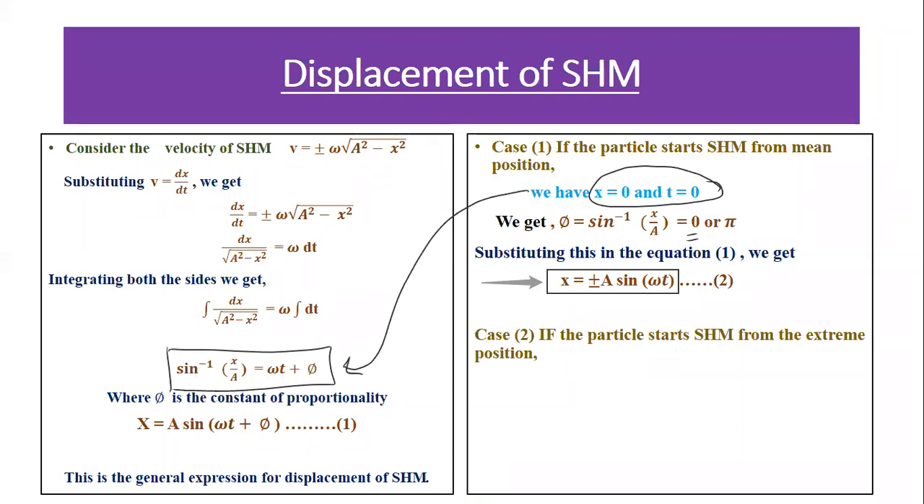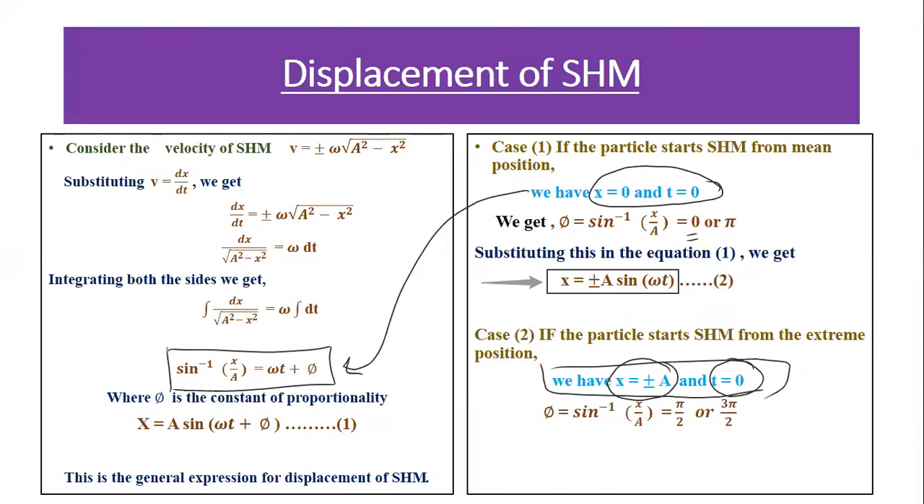Second one is if particles start SHM from extreme position. So when time is 0, particle is at extreme, and at extreme x is plus minus a. By using that, if we substitute this in the formula of sine inverse, sin inverse phi is equal to sin inverse x by a. Okay, this t is 0 here. Now after solving this, we get phi is equal to pi by 2.